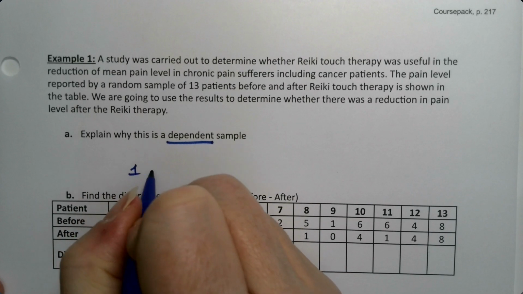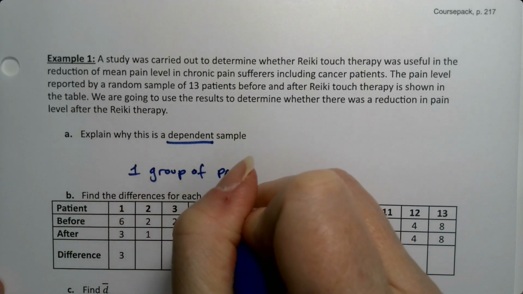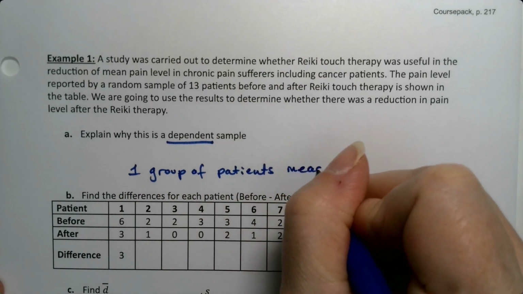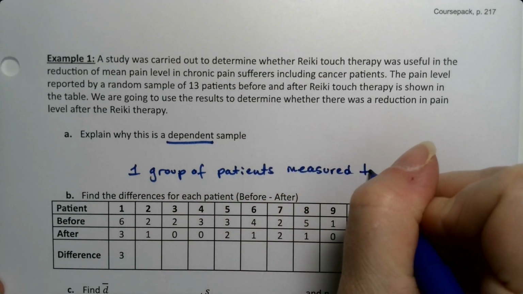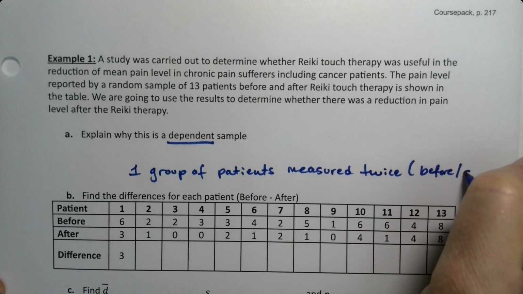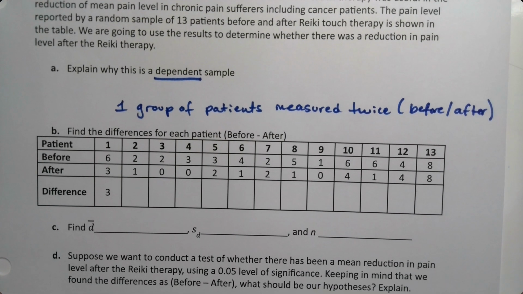Well, that is one group of patients, and this is really easy to spot because it's before and after. Measured twice, right? Before, after. Before and after is classic matched pairs, right? If you have a before and after, a pre and post, it definitely will be dependent sampling.